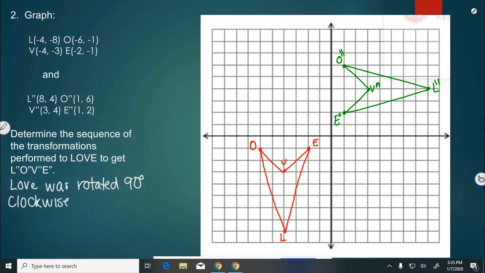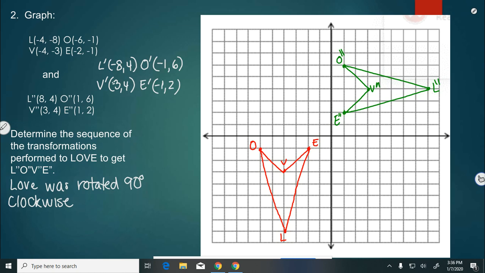Okay, and if you remember my catchphrase, it's 90 degrees clockwise, switch, change Y. So let's rewrite those coordinates. So we have L prime. If we switch and change the Y, it's going to be -8, 4. O prime, switch and change the Y, -1, 6. V prime, switch and change the Y, -3, 4. And E prime, switch, change the new Y, is going to be -1, 2.